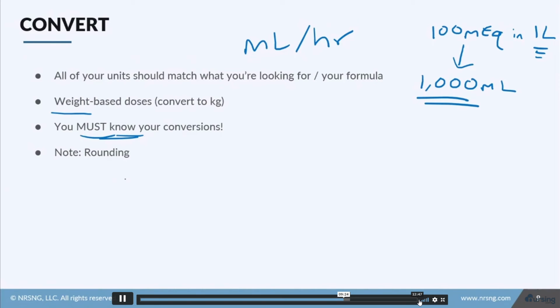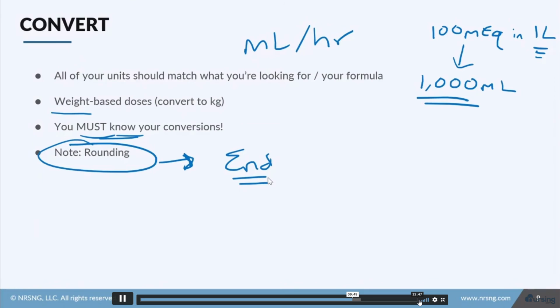Now, one big note here is about rounding. Here at NRS&G, our official stance is that you should never round anything until the very end. That ensures the most accuracy, and it's especially important in pediatric dosing. However, we do know that some schools request that you convert and round along the way, so just make sure that you know what your school requires when it comes to your school exams, okay?